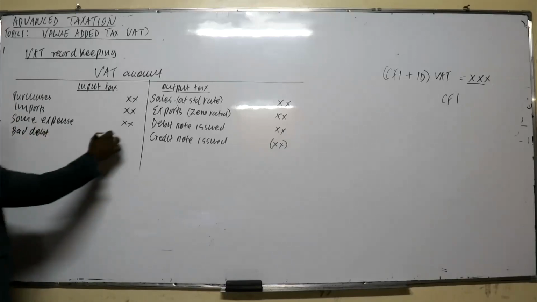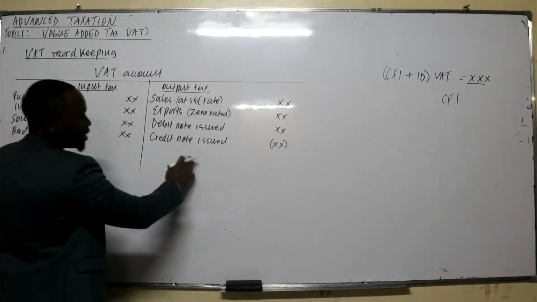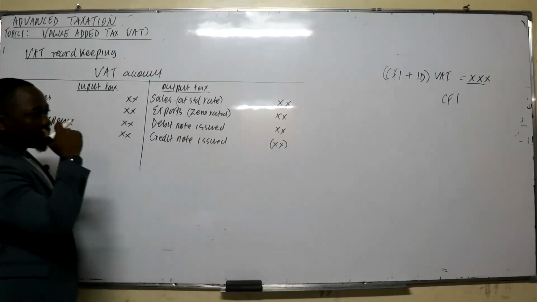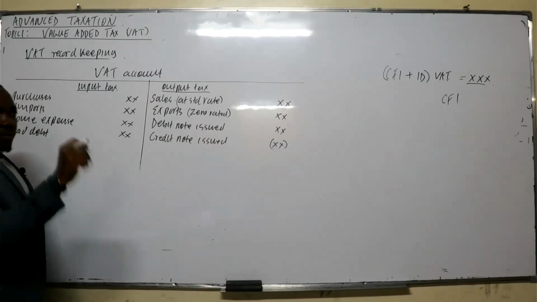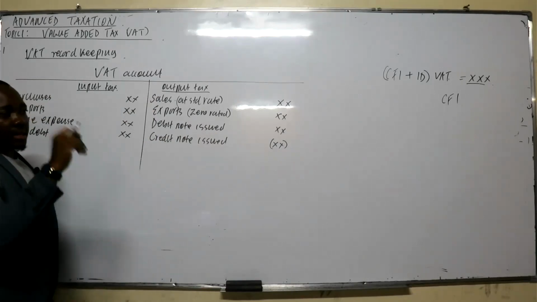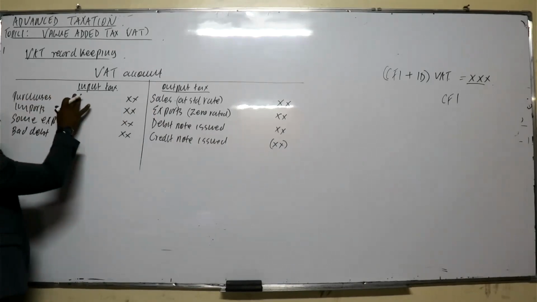Now, bad debt, you can decide to put under the output tax but reduce, because most of the bad debt is associated with sales on credit. So if the customer defaults and you have the evidence of default, you can deduct, or you claim it under part of input tax.